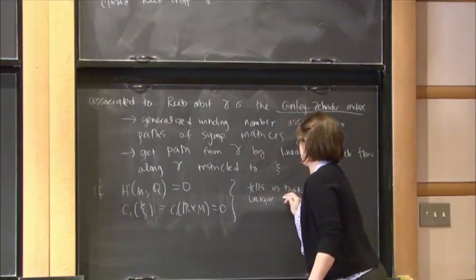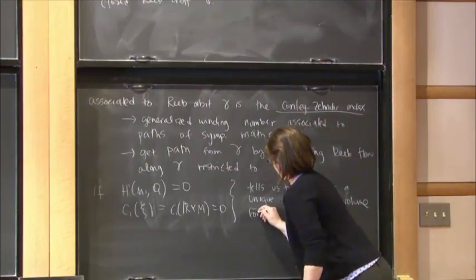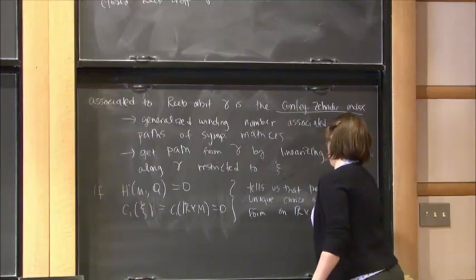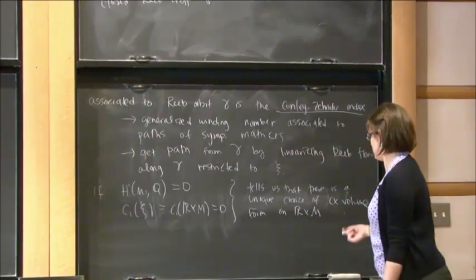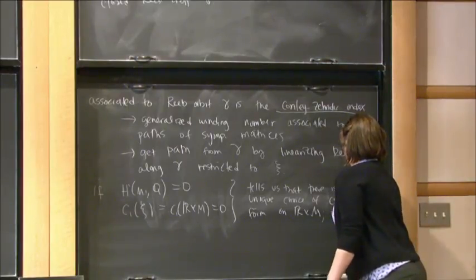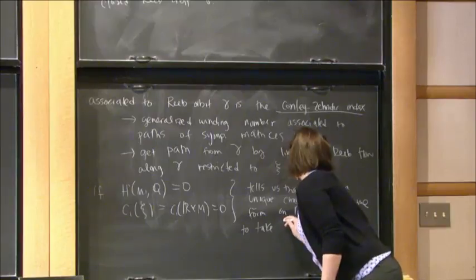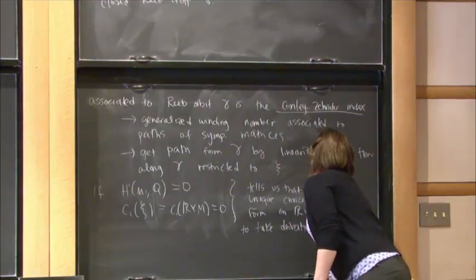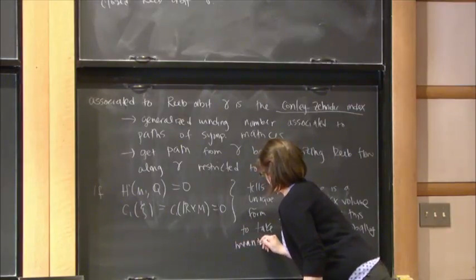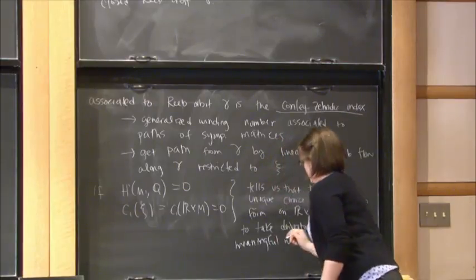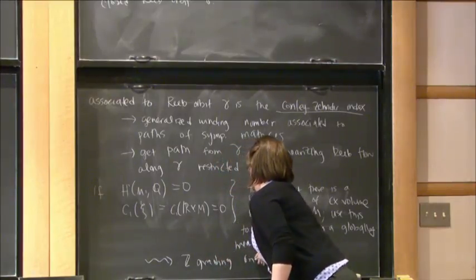a unique choice of complex volume form on R cross M. So if H1 is not equal to 0, then you'd have many choices of complex volume forms on the symplectization, and this is to sort of take this derivative. And then this will give rise to a Z grading on the chain complex.